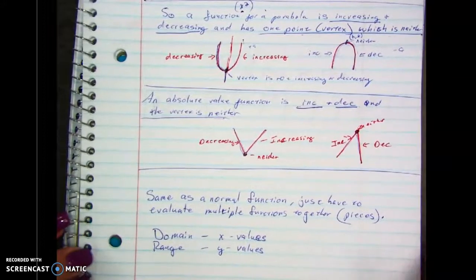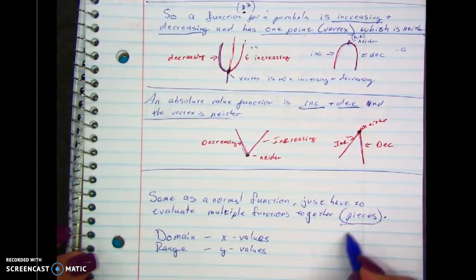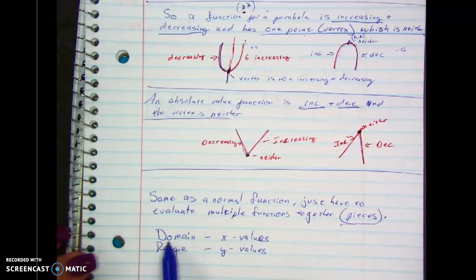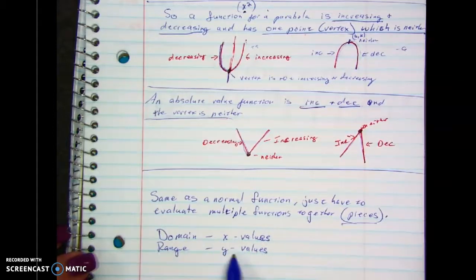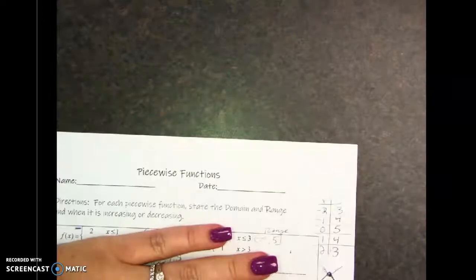You just have to evaluate multiple functions together. That's why we call it piecewise, because it's pieces of functions on a graph. And then we talk about domain being an x value and range being a y value. So let's look at an actual function. Okay? So this is on your Piecewise Functions paper. It's on the back, number 7.